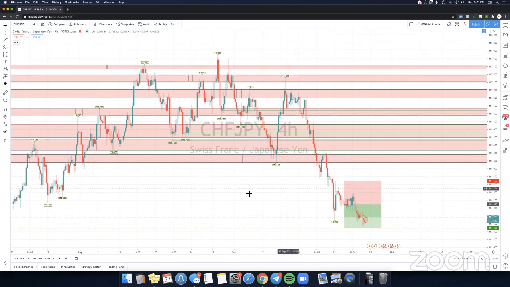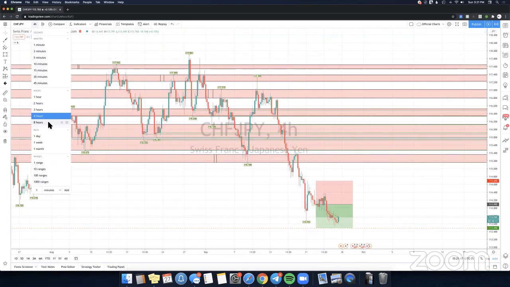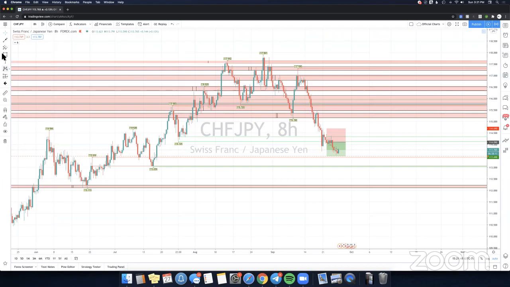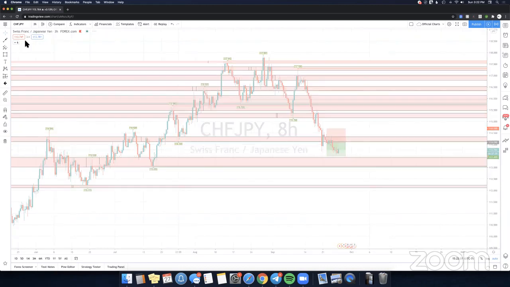All right, cool. So right here, this is the closest upper zone. Since we don't have a lower zone down here, I'm gonna go on the higher time frame, 8 hour. Draw this zone right here. Delete this. I'll just leave it down there, so it's not a big deal. All right, cool. So once we have those zones set up, go back to the 4 hour.